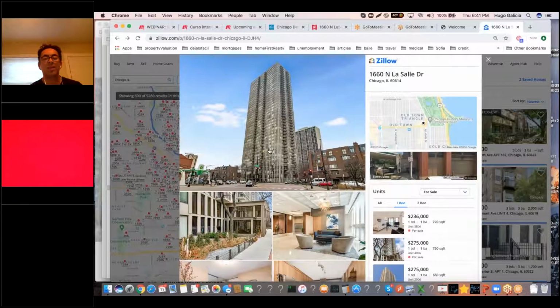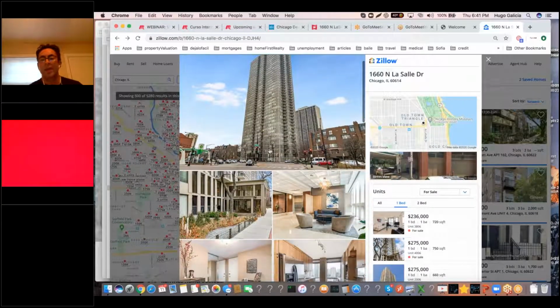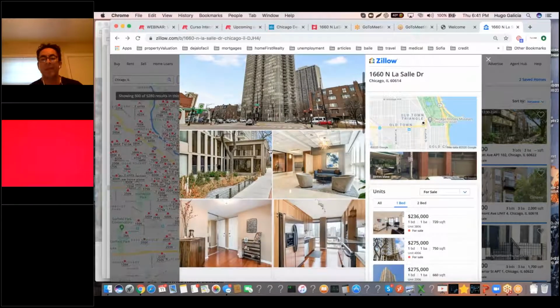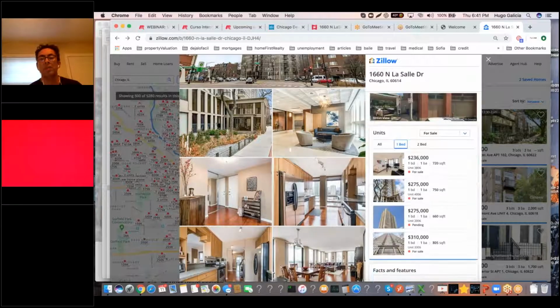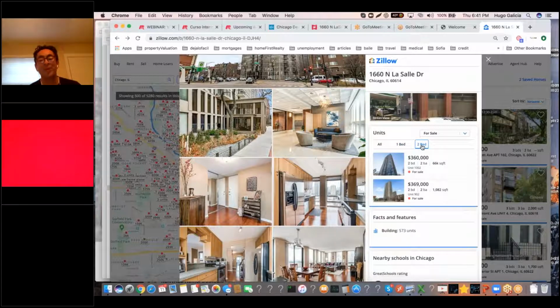I did a search on this high rise, right? And then right here, I have a 1-bedroom. So the 1-bedroom is going for 236, 275, 275. So average, I would say, is like 275. The 2-bedroom at 100,000 more, 360, 369, right?